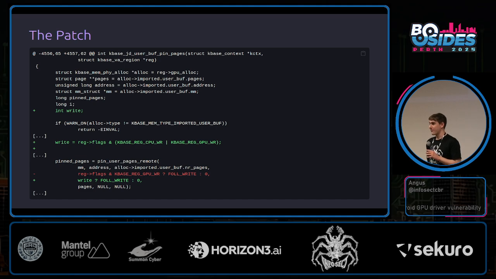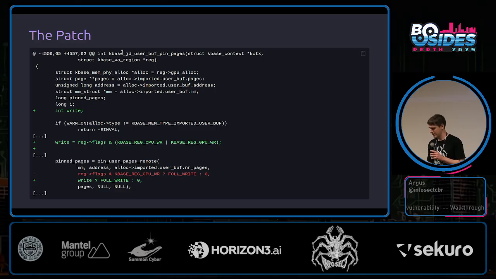I did a bit of digging and found the patch for this. It's not immediately obvious because ARM's source releases are not the best. But we can see here that it seems to have introduced this new write variable, and it's checking some flags, and it's happening in this function called kbase_jd_user_buf_pin_pages. Not immediately obvious what this does or what it means, so let's dig a little bit deeper.